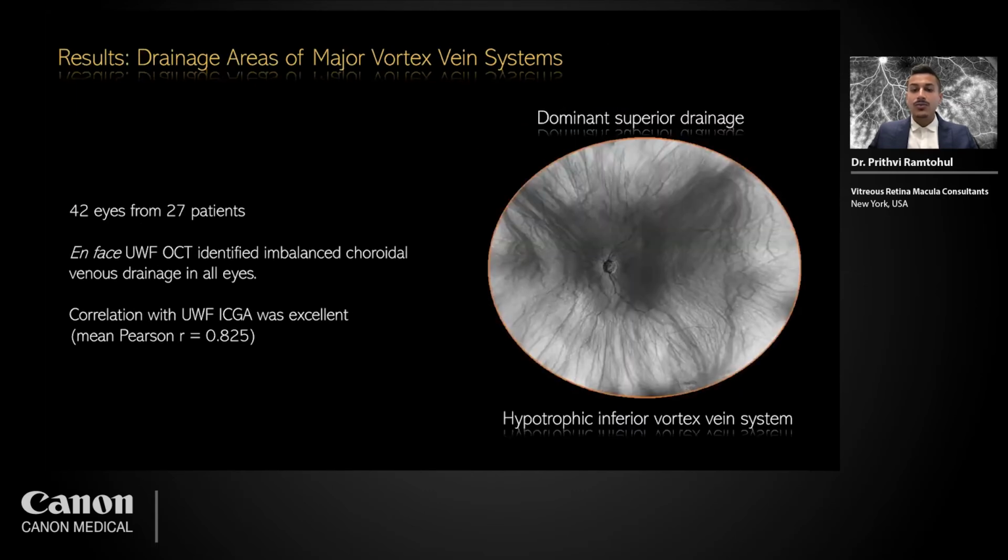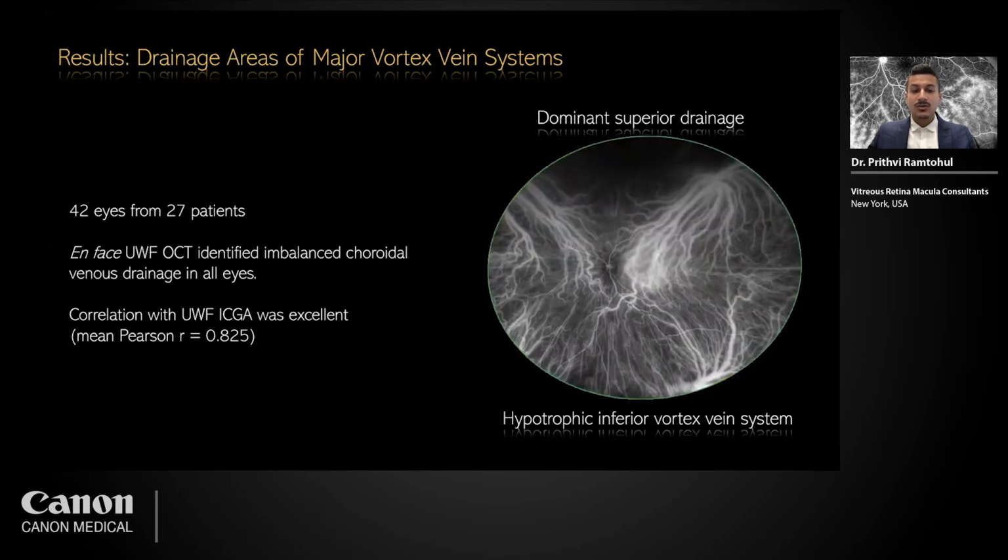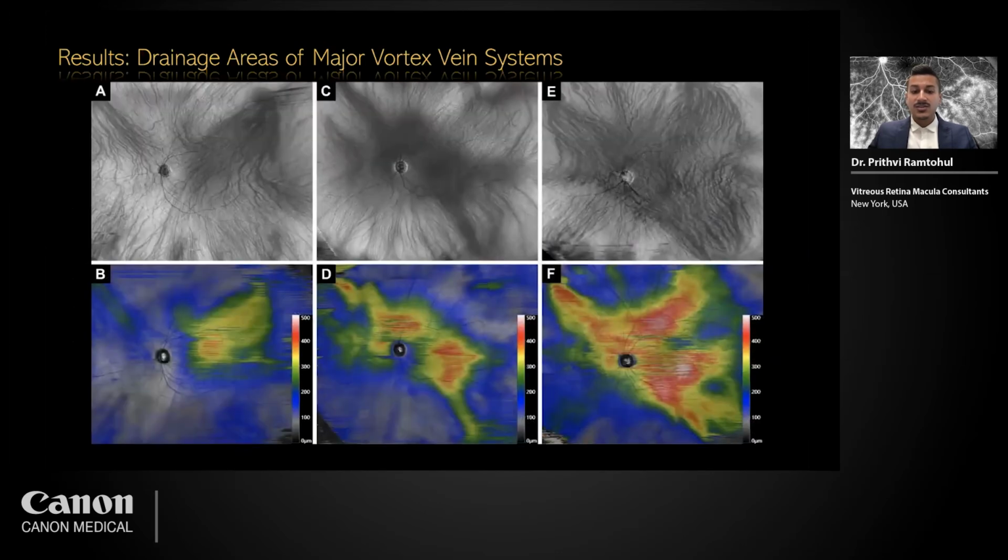So here are the results. We included 42 eyes from 27 patients diagnosed with CSC. The correlation between ICG-A and en-face OCT images for the vortex vein drainage areas was excellent. These are representative cases of patterns suggestive of choroidal venous congestion in CSC.